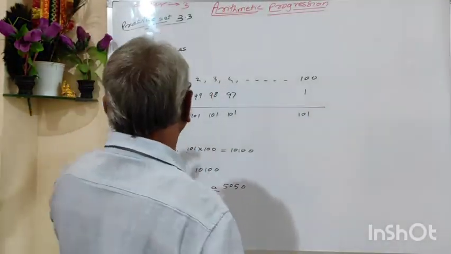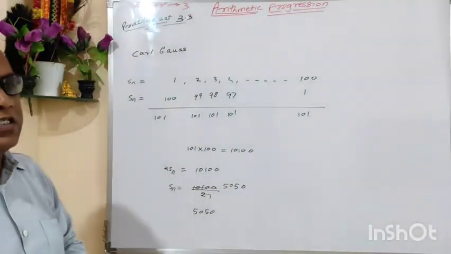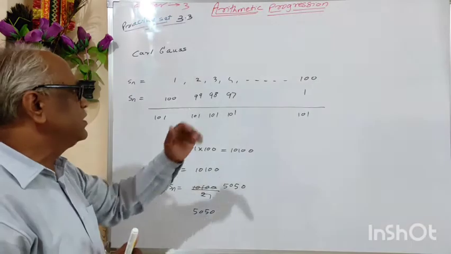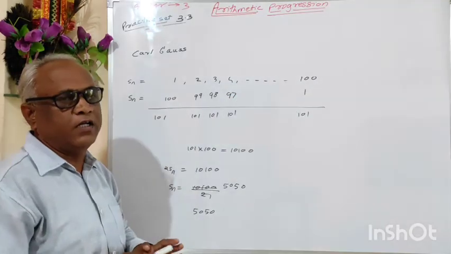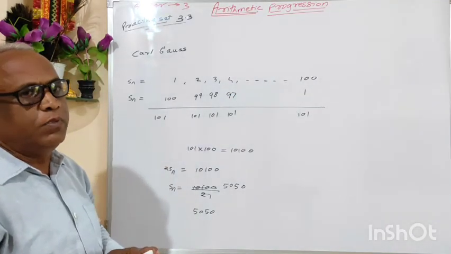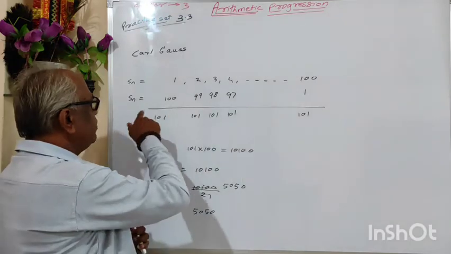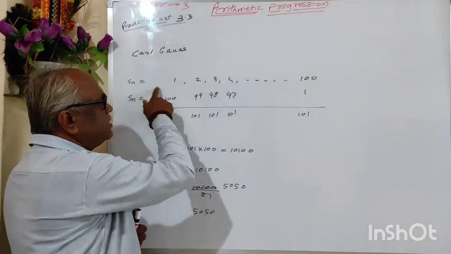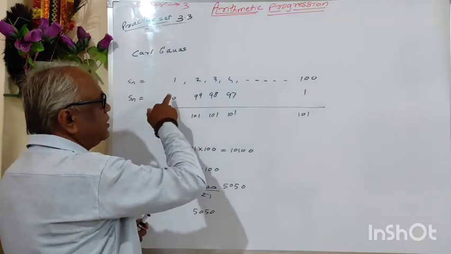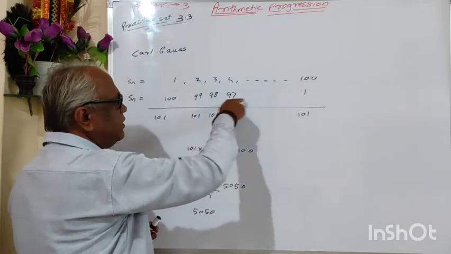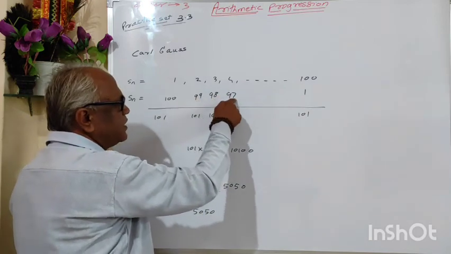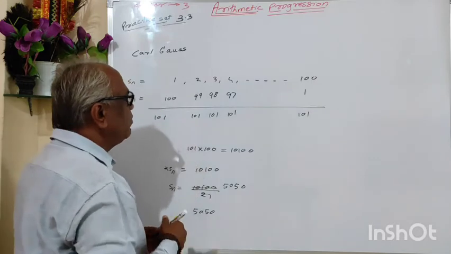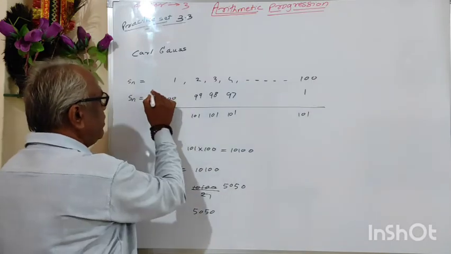First, Carl Gauss has shown how the sum of a sequence is done. That is, Sn is equal to 1, 2, 3, 4, up to 100. The sum of the first 100 numbers we are going to see now. First it is written in increasing order, and the second time it is written in decreasing order. That is 100 plus 99 plus 98 plus 97 up to 1. The numbers below we have written. Now we have added all of this.